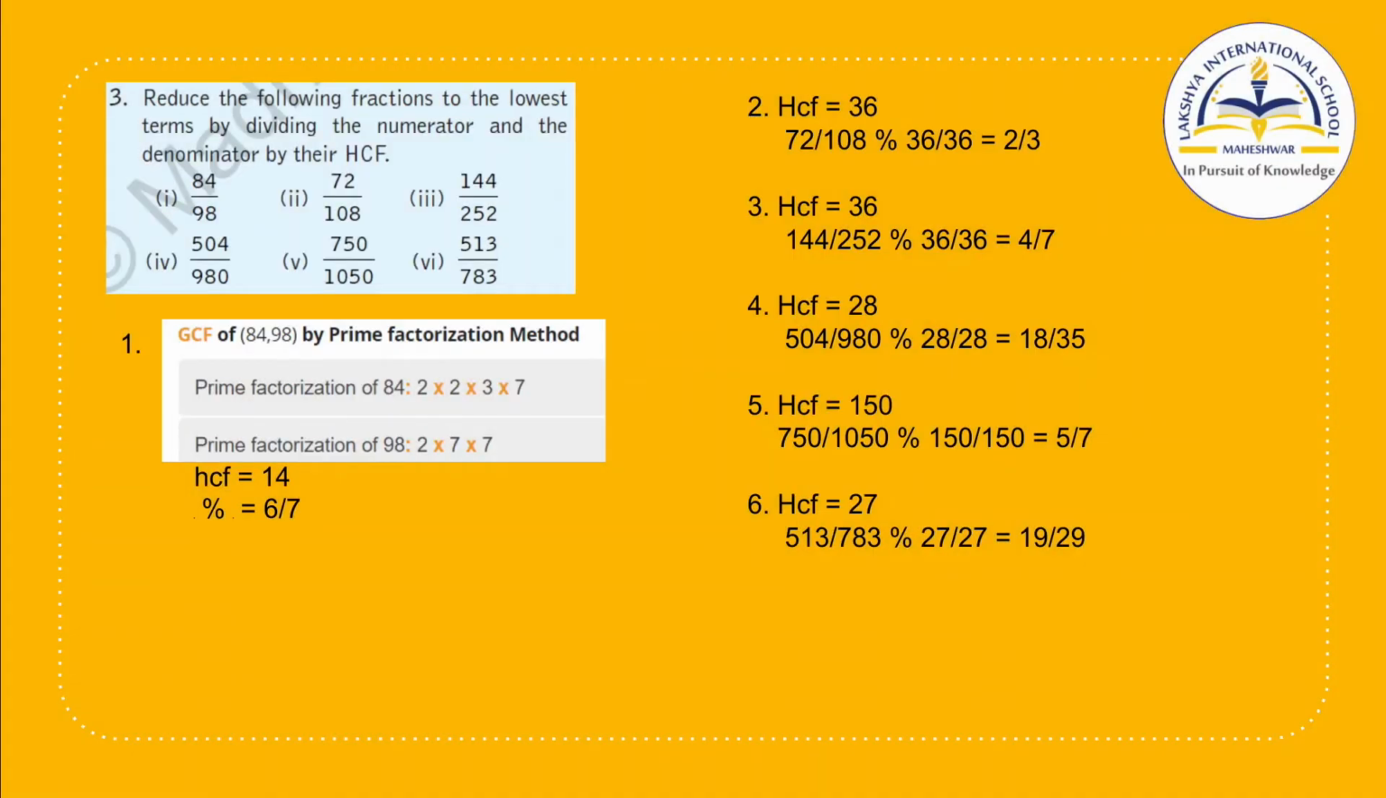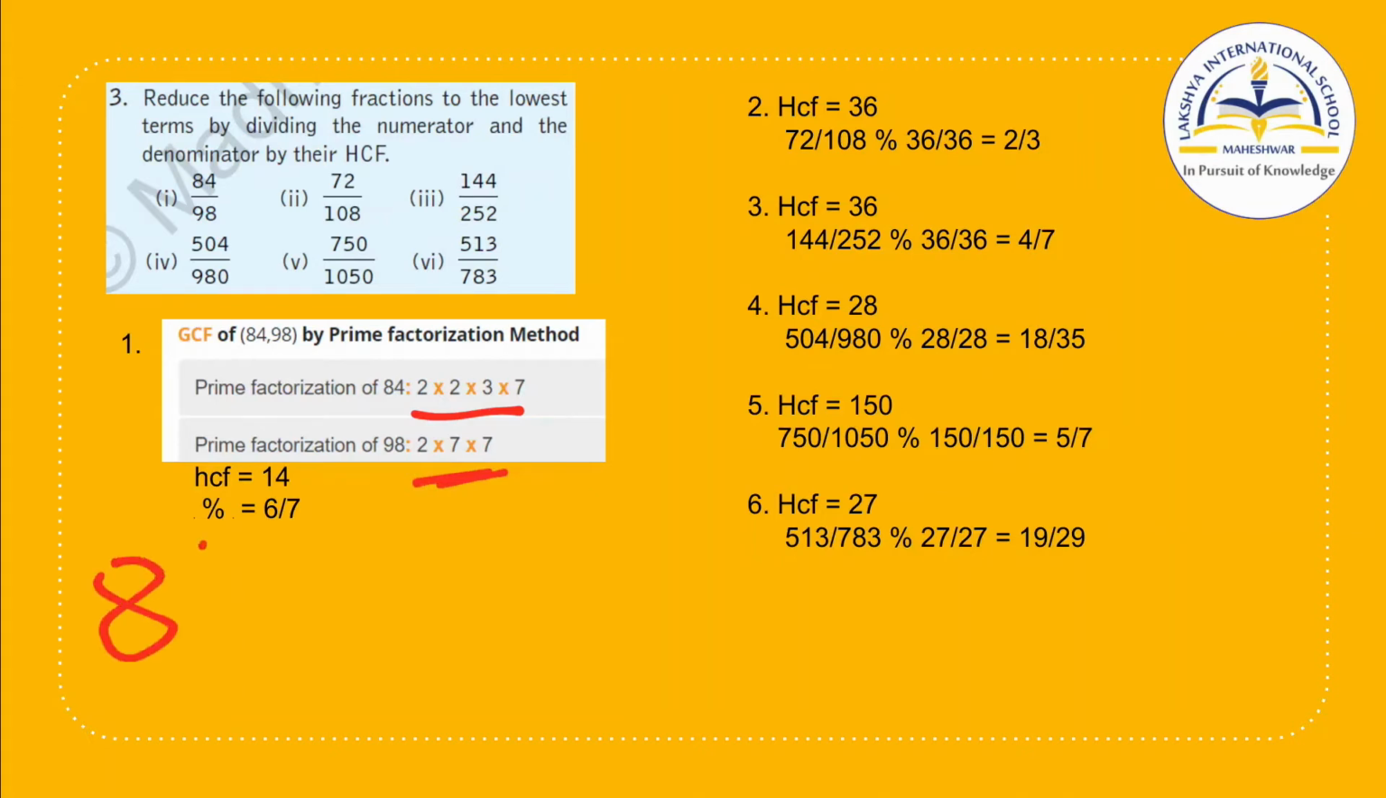Now question number 3. Reduce the following fractions to the lowest terms by dividing the numerator and the denominator by their HCF. Now first we will find out the HCF of the two numbers, which is 84 and 98. So prime factorization, you can see these are their factors, and we have written here their prime factorization. Now we have to calculate HCF. So HCF is 14.